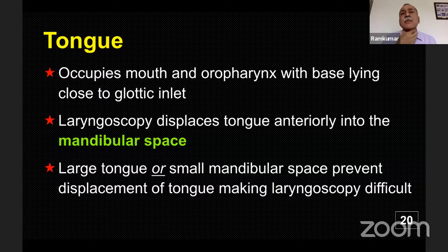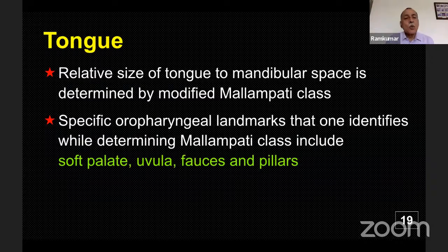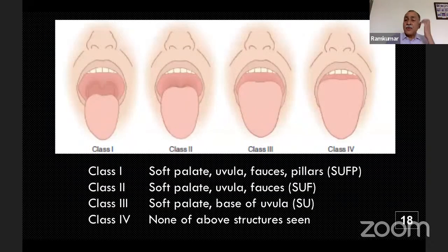So discrepancy between the size of the tongue and the submandibular space is evaluated by what is called the Mallampati classification. And essentially, this has been modified. We look at 4 anatomical structures: the soft palate, the uvula, the fauces, and the pillars. And we can just abbreviate this as the first letter of each of these anatomical structures: S, U, F, and P. And this is what we look for in the modified Mallampati classification. Class 1 through class 2, 3, up to class 4.